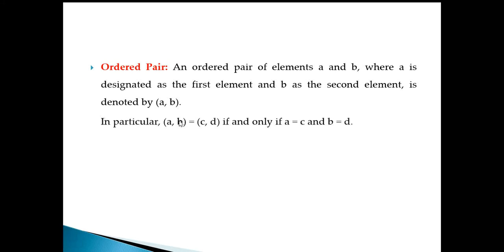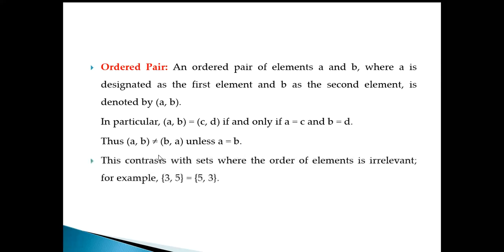If we have two ordered pairs (a, b) and (c, d), these ordered pairs are equal if a equals c and b equals d. Otherwise, these ordered pairs are not equal.